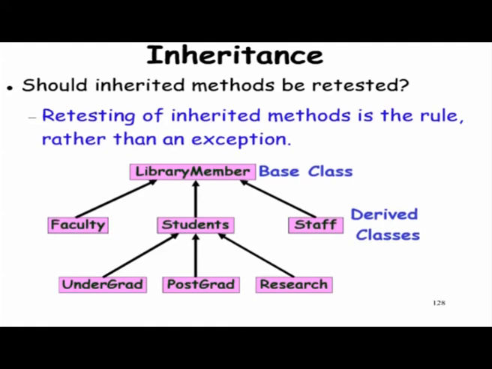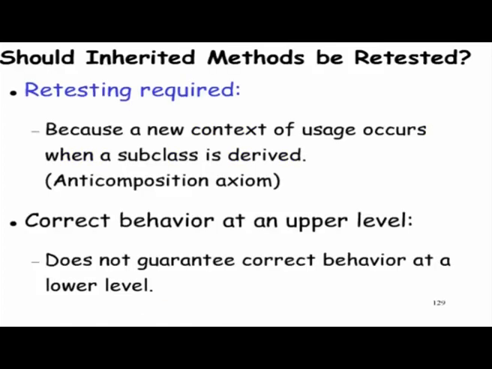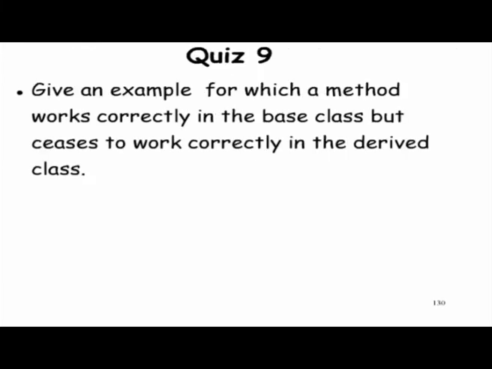Now let's see why retesting of the inherited methods is required. We need retesting because of the new context of use. The new method that we added in the derived class may actually affect the existing methods. It might set some values based on which the inherited methods may fail. Can we come up with some examples to show that we just added a method in the derived class, and the base class methods that were inherited, though they were working fine in the base class, stopped working correctly in the derived class? So that's a quiz here. Give an example for which a method works correctly in the base class but ceases to work correctly in the derived class. And the solution for the quiz.